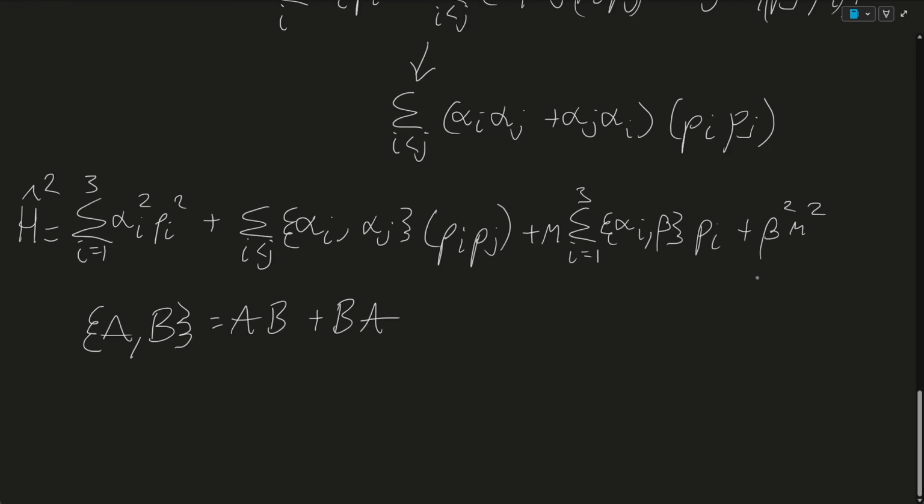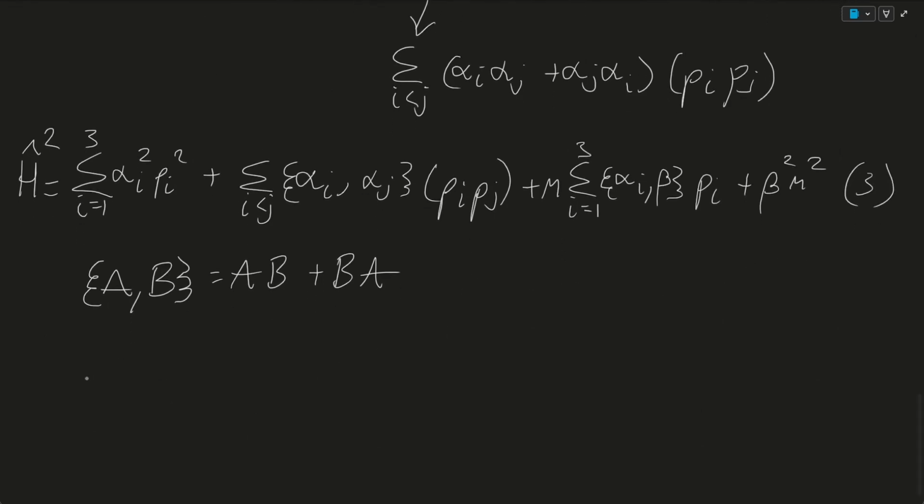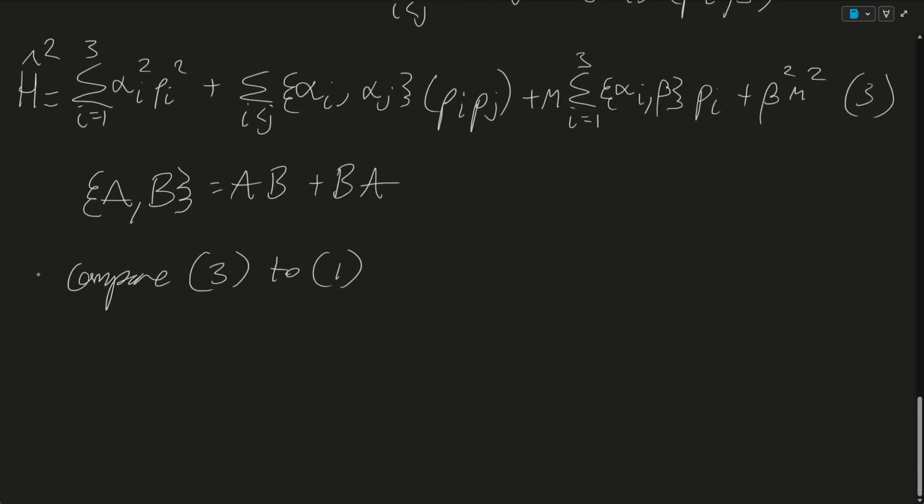Identity, yeah, sure. We can call this 3. If we compare 3 to 1, what do we see? I'm not going to demonstrate it linearly, but we can see what everything corresponds to, in the sense that we can come out with what alpha and beta might be.